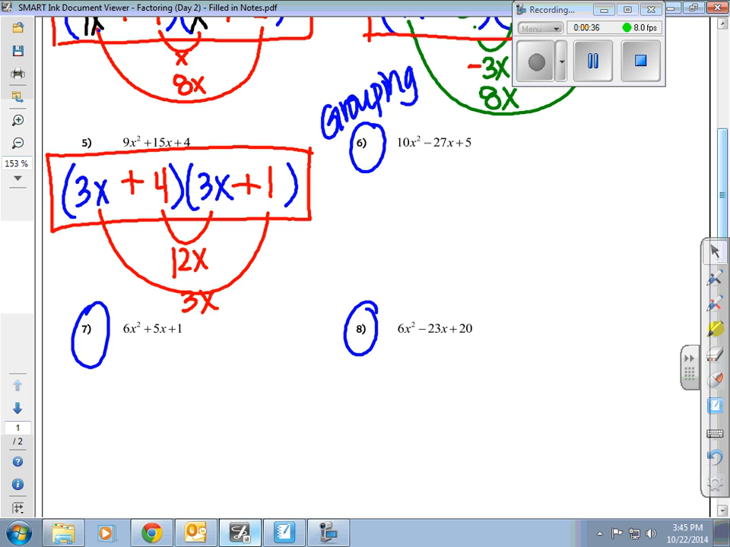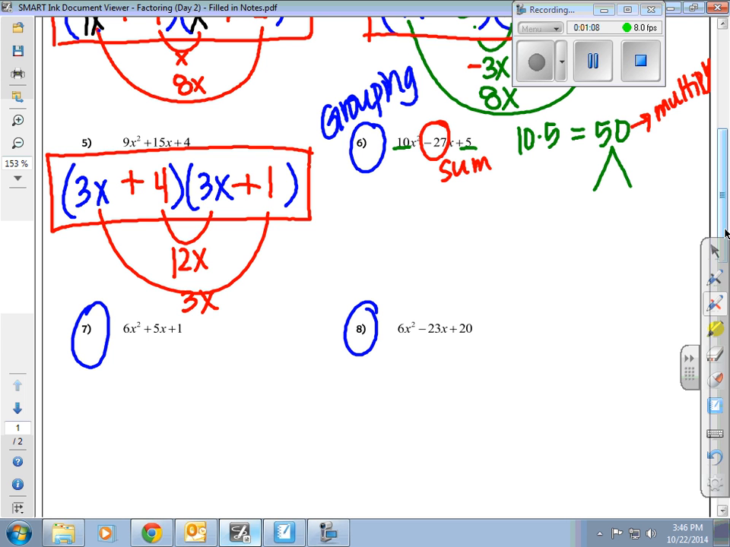The way you do this is you take 10 times 5. 10 times 5 gives me 50. Then what I need to do is think of my factors of 50 that will add to negative 27, the middle number. I need to think what will multiply to 50, but sum or add to negative 27.